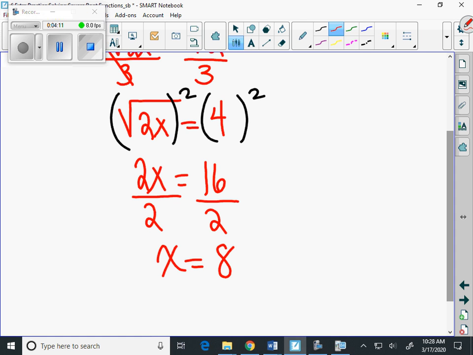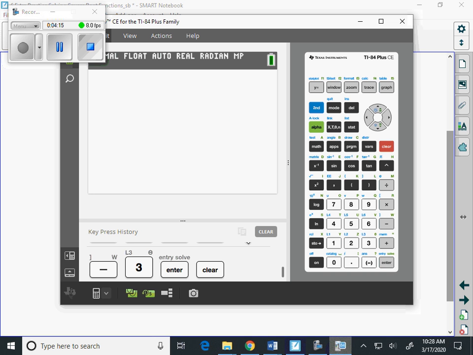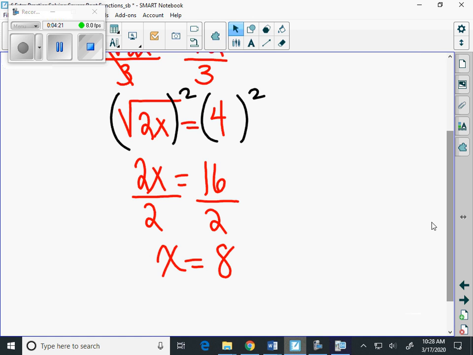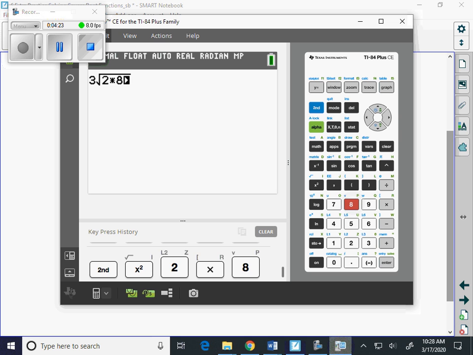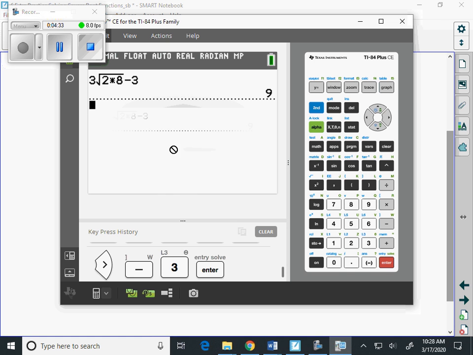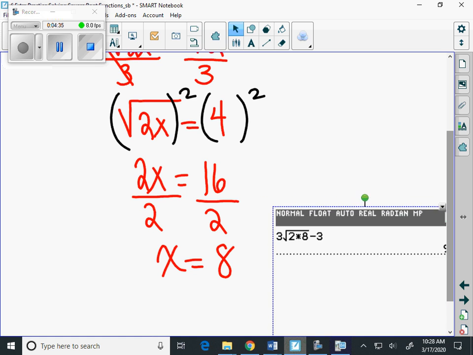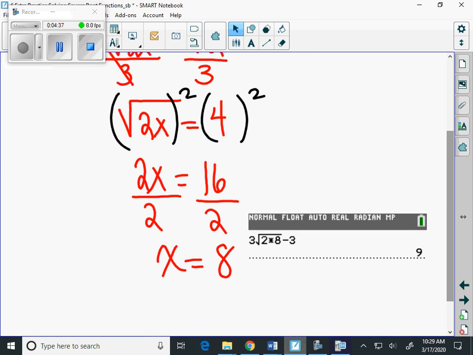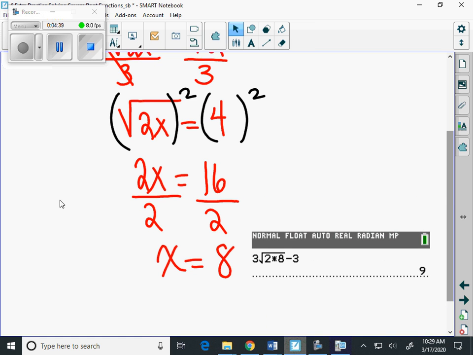extraneous or not? So we go back to our original equation, and we're going to type in 3 times the square root of 2 times our answer here, which was 8. Then arrow out of that, minus 3. And what we want when we press enter is we want it to equal 9. And sure enough, it does. Again, as long as that holds true, we're good. 8 is an answer. We've checked it.